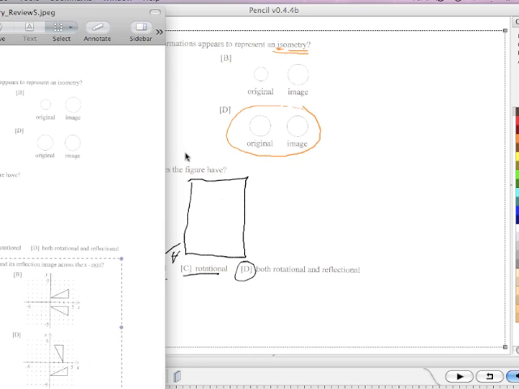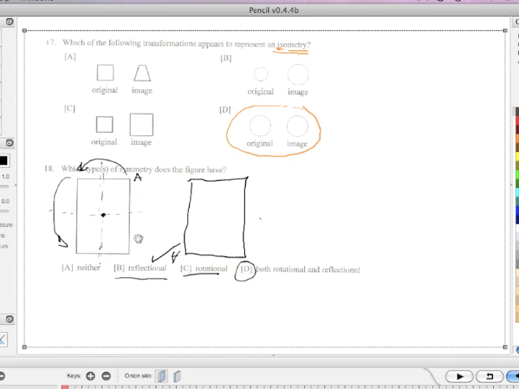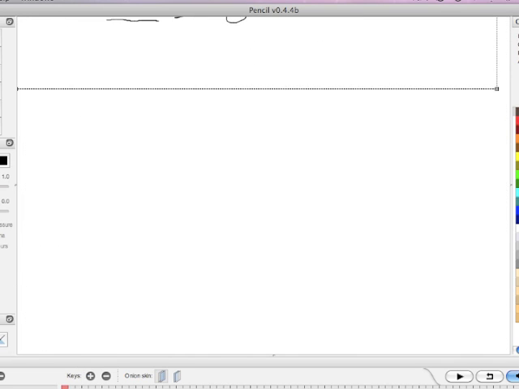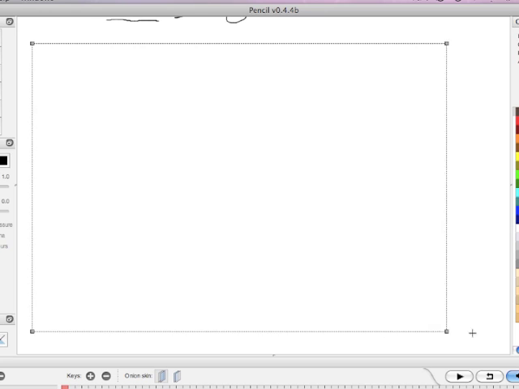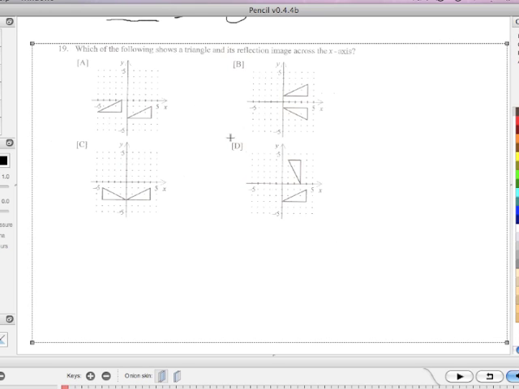Oh, this one will be fast. This one says, which of the following shows a triangle and its reflection about the x-axis? Well, let's do each of these. This is not a reflection. This is just a translation. C is a reflection, but it's a reflection about the y-axis.